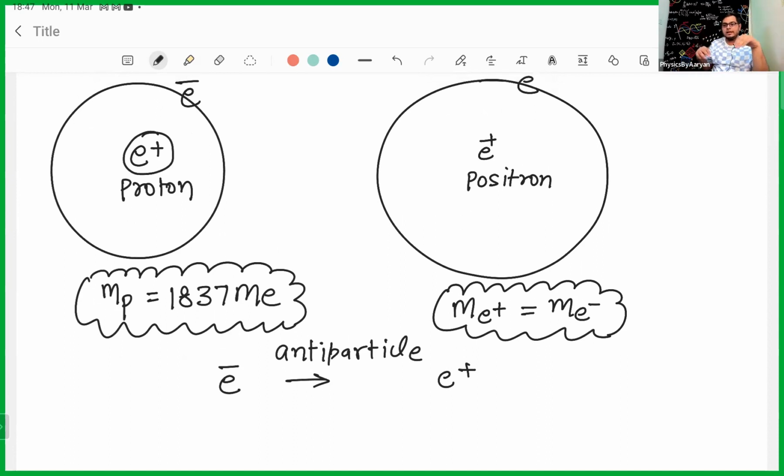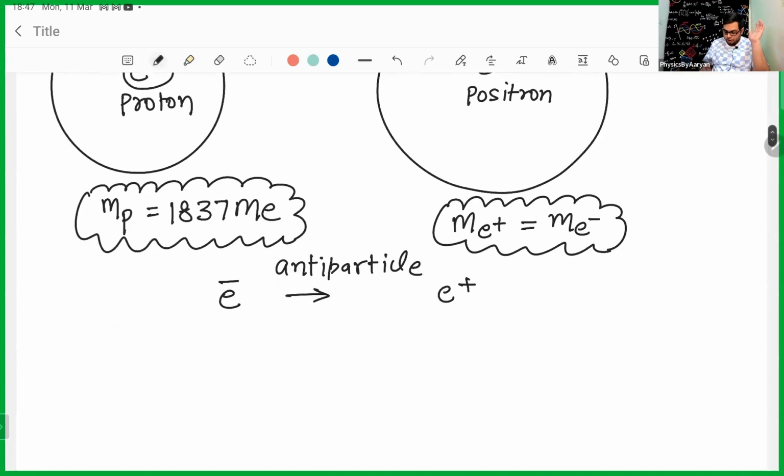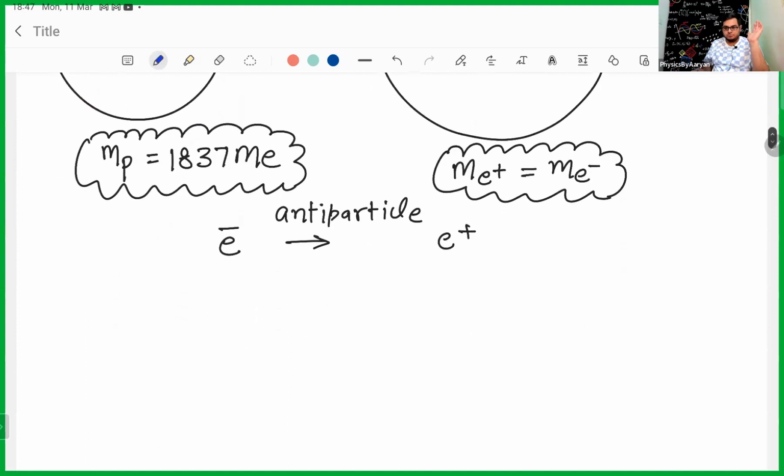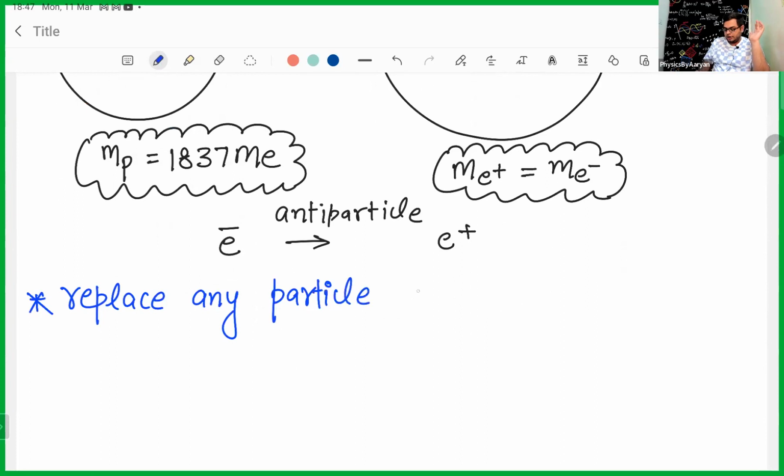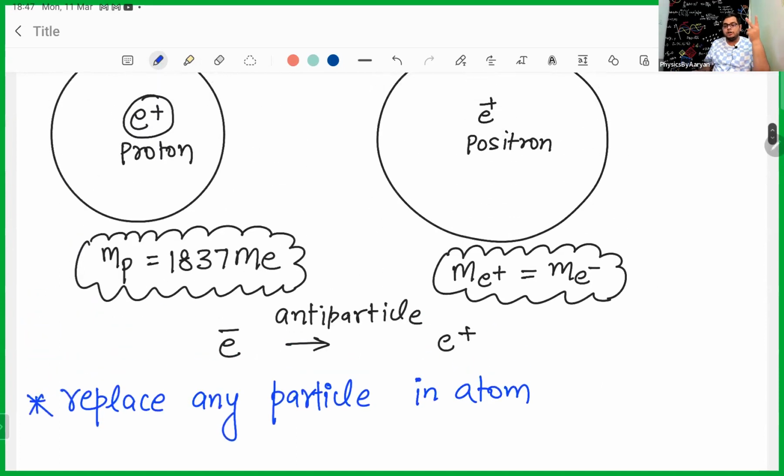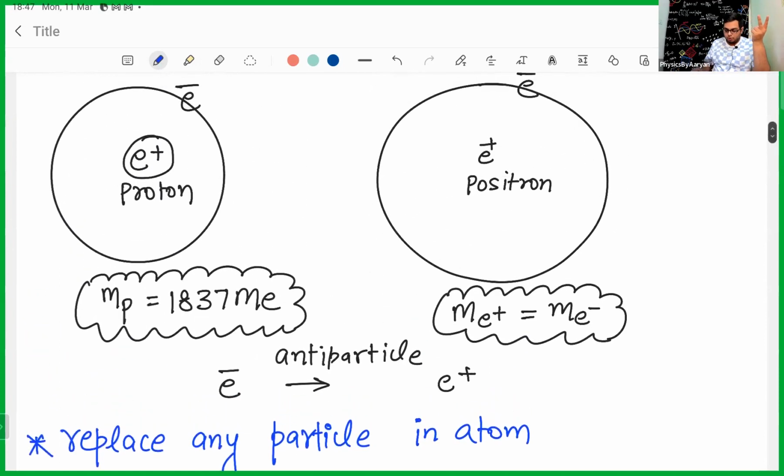Whenever you replace a particle in an atom, you have to use the reduced mass. Remember this: whenever you replace any particle in your atom, you can replace it in two ways. One is you can replace your nucleus, or you can replace your electron itself. So either replace your nucleus or replace your electron.